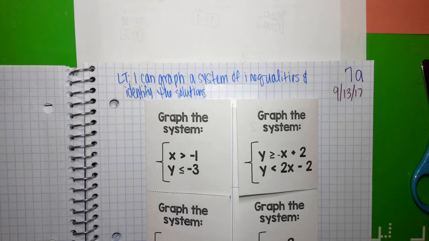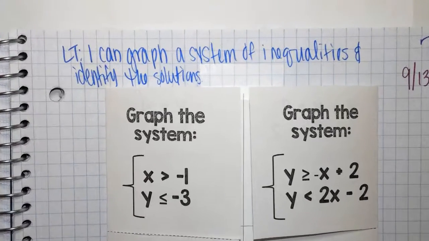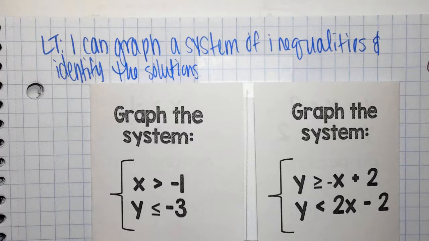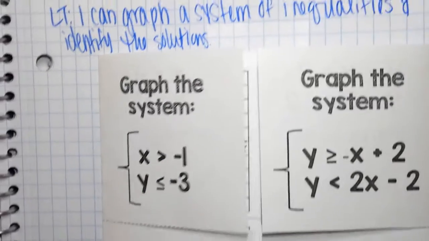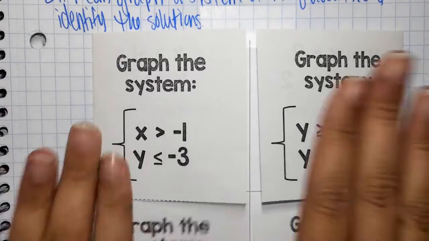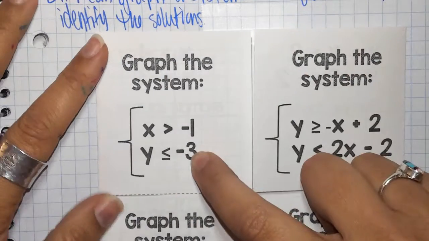Alright, our learning target for today says I can graph a system of inequalities and identify the solutions. So the first part is level 2. The graphing part is level 2. We've done it before. We know how to do that. But identifying the solutions is going to put it into level 3 because we're going to have to use our brain. Now, we're going to start with this system.